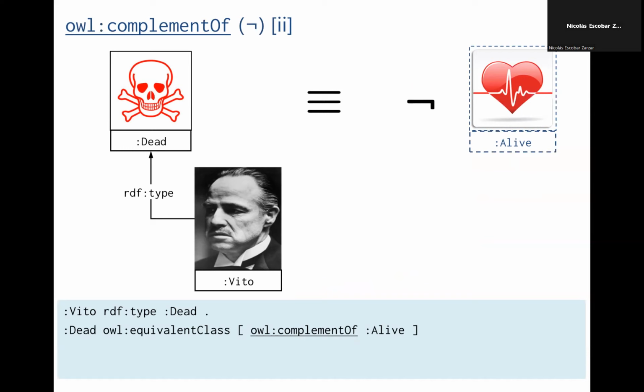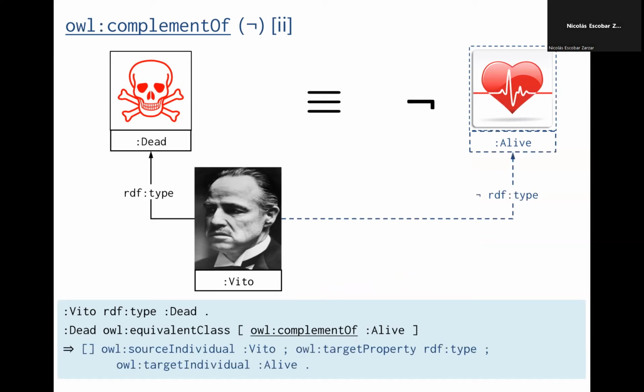Vito is dead. What does it mean? Vito's not alive. So this is the long, awkward way of writing Vito is not alive. It's kind of a bit ugly, but okay.